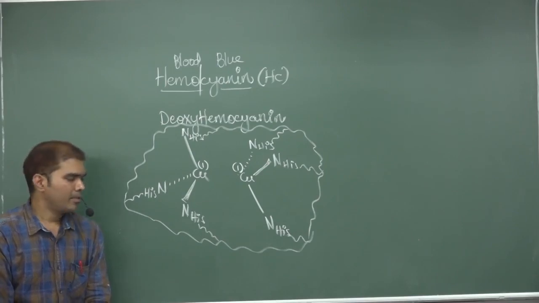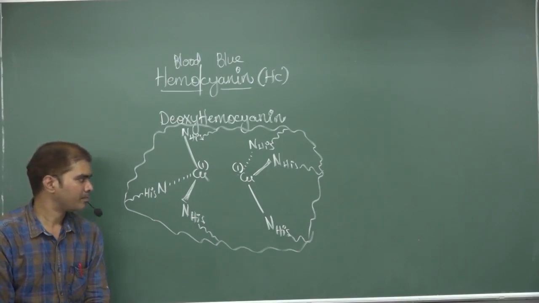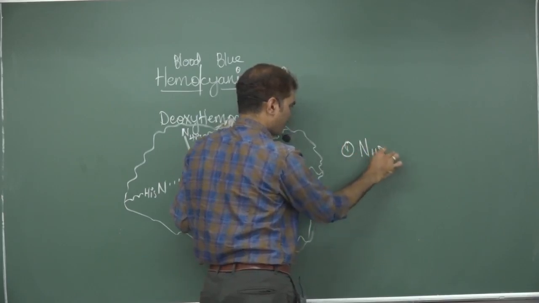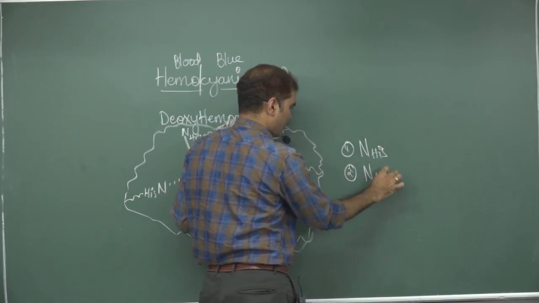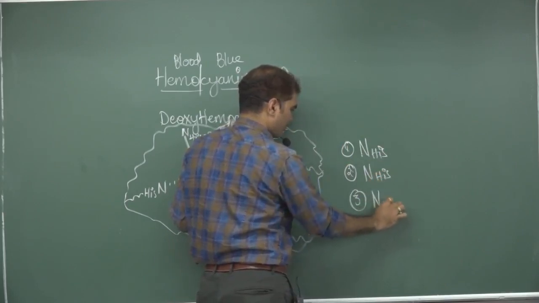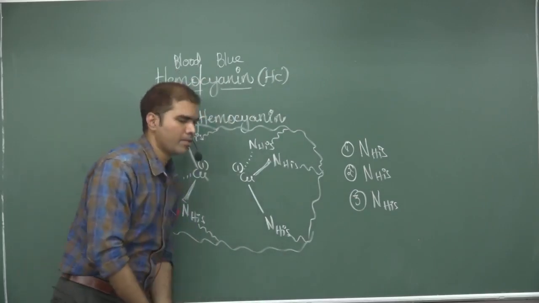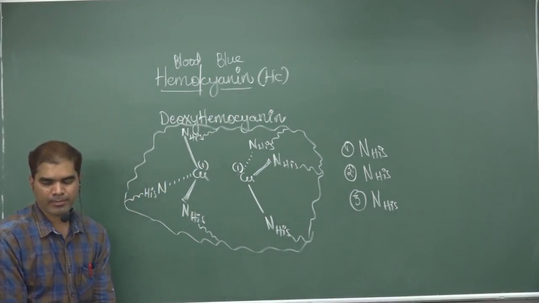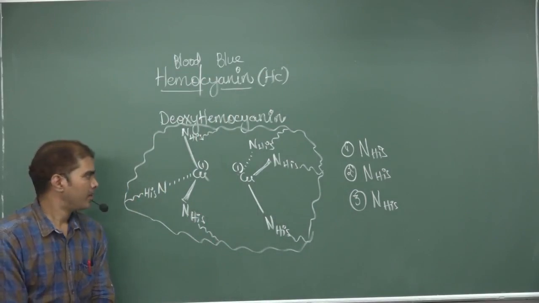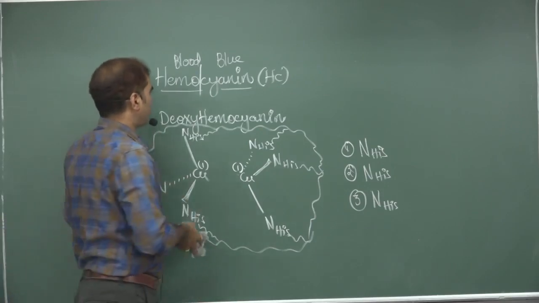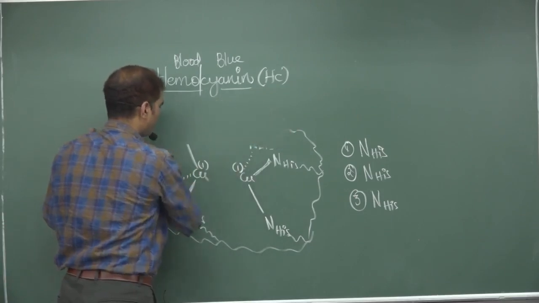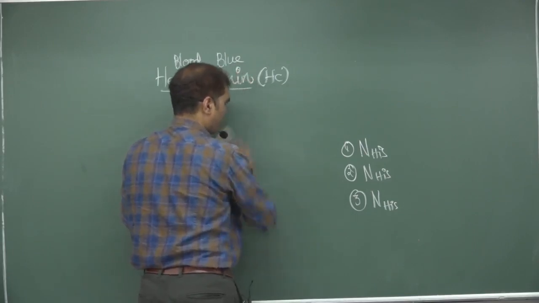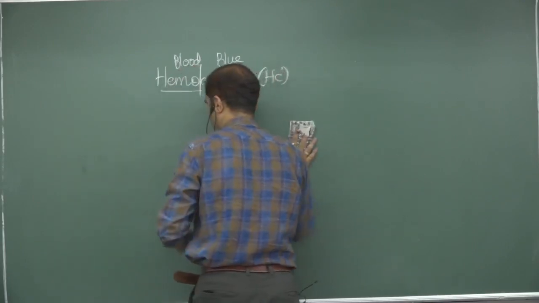Next, the coordinating ligands are, you may write down, nitrogen of histidine, all the 3. All the 3 are nitrogen coming from histidine. Next, out of 3 bonds, one is long and 2 are short.